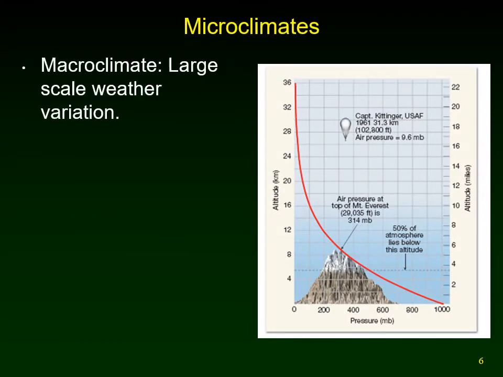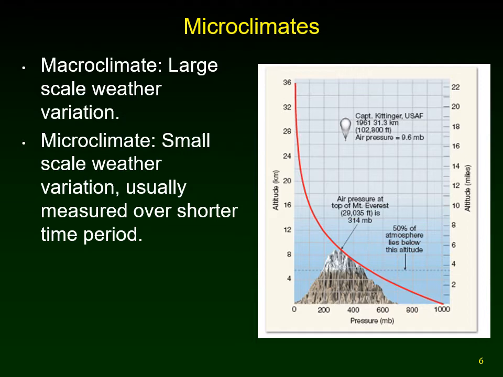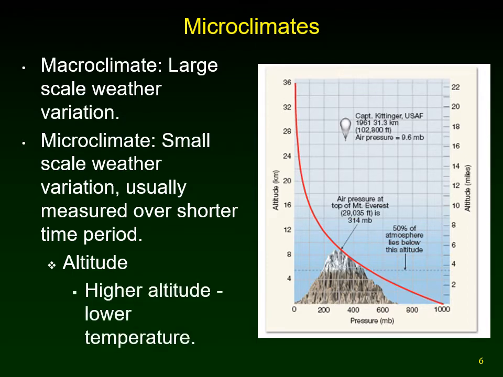So if we look at the microclimate as we go up a mountainside, this is Mount Everest on this diagram. And as we move up Mount Everest, we can see that the air pressure is lower. So the red line goes from down on the ground, at an altitude of 0 kilometers, the air pressure is at 1,000. As we go up to the top of Mount Everest, the air pressure drops to somewhere around 314. And if you went up higher in a balloon, you can see you could get to even lower and lower air pressure. As that air pressure decreases, then your temperature is going to decrease as well.